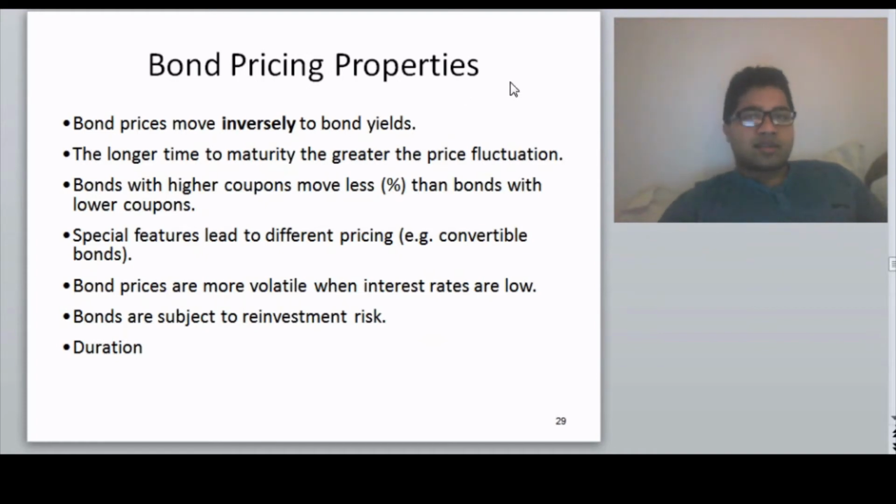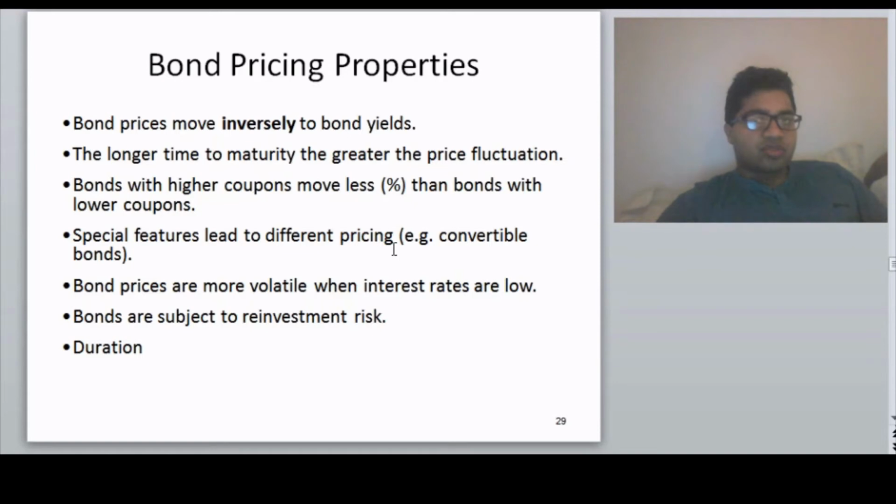Next is bond pricing properties. So bond prices move inversely to bond yields. If interest rates or yield to maturity are going up, bond prices go down. If interest rates or YTM are coming down, the bond prices go up. Then, the longer the term to maturity, the greater the price fluctuation. Bonds with higher coupon move less than bonds with lower coupon. So higher coupon bonds are less sensitive than low coupon bonds.